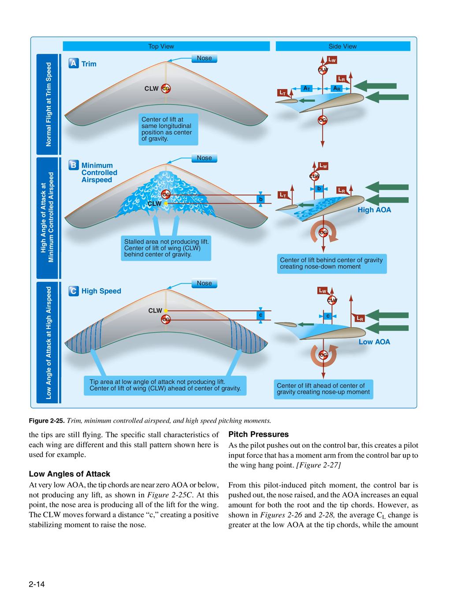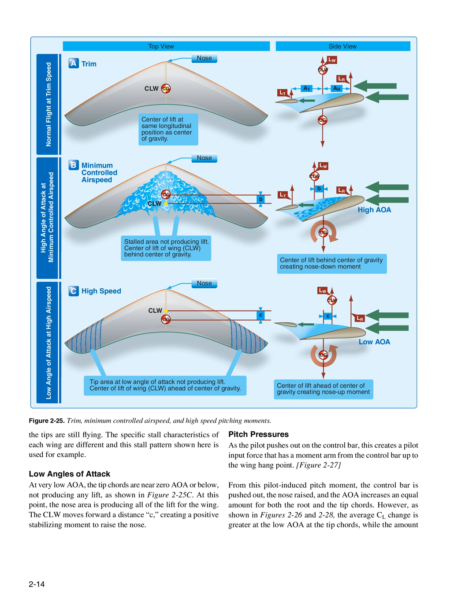Pitch pressures as the pilot pushes out on the control bar. This creates a pilot input force that has a moment arm from the control bar up to the wing hang point, Figure 2-27. From this pilot-induced pitch moment, the control bar is pushed out, the nose raised, and the AOA increases an equal amount for both the root and the tip chords.